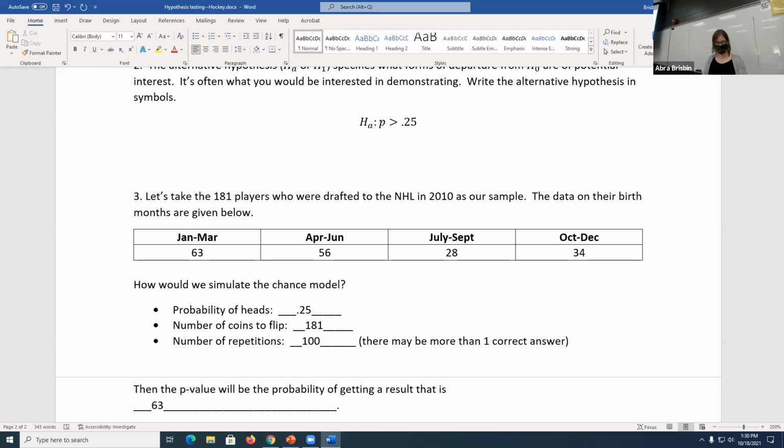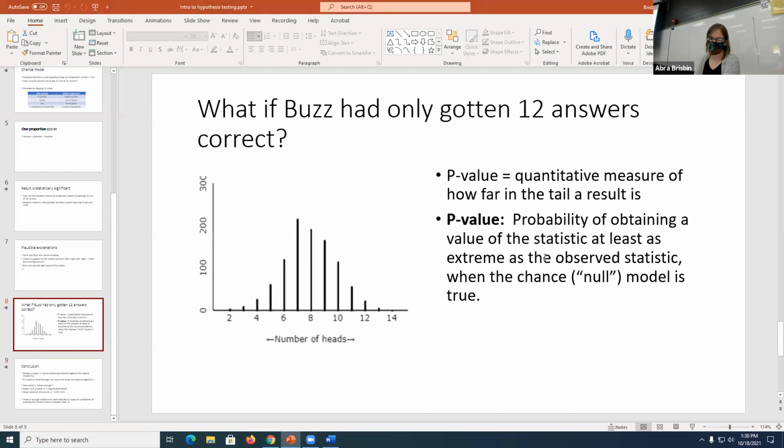Yeah, it's 63 or more heads. That's because the p-value is the probability of getting a value of the statistic at least as extreme as the observed statistic, not just the same amount of extremeness.